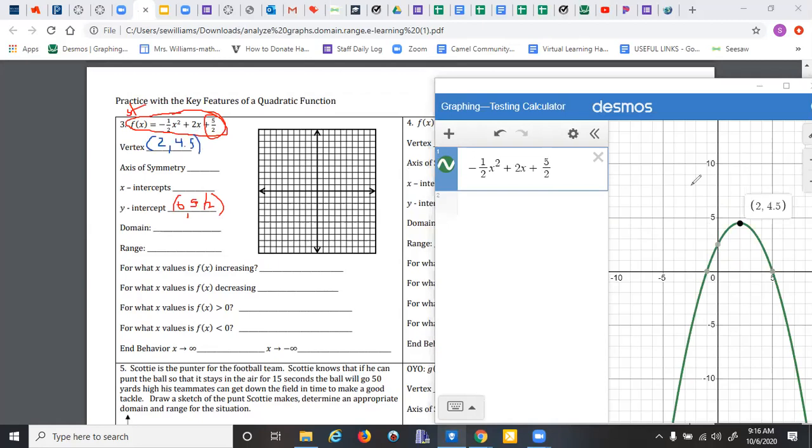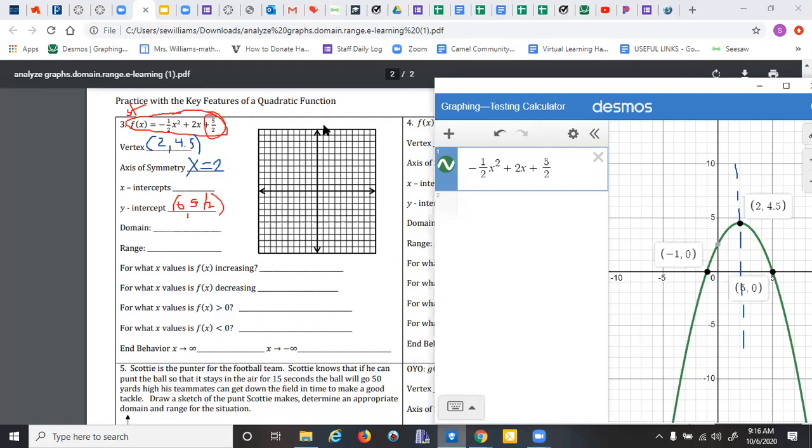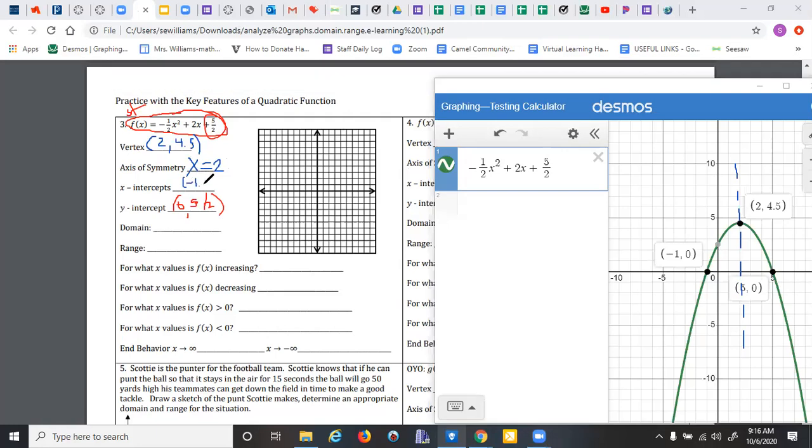All right, what is my axis of symmetry? X equals 2. Good, x equals 2. What are the x-intercepts? -1, 0, and 5, 0. Good. -1, 0, and 5, 0.